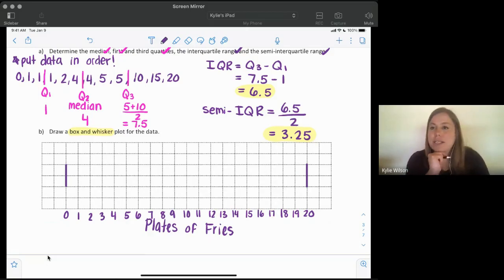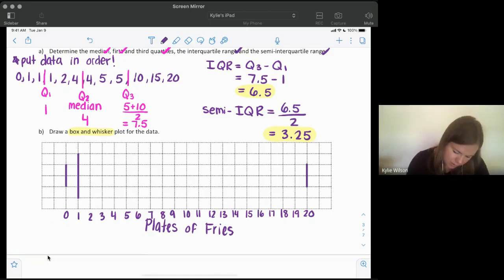Then what I do is I want to mark down my quartiles. So we'll start with our first quartile, which was at 1. Now I'm going to make these lines bigger because this is going to form the box, just to make things a little bit easier for ourselves. Then our median is at 4. So I'm going to mark down the median. And our third quartile, or Q3, is at 7.5 here.